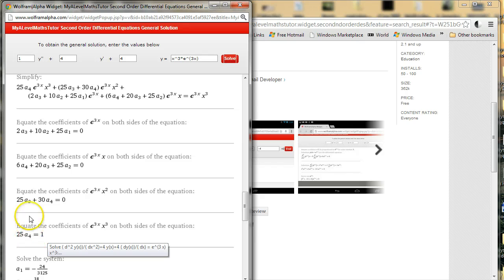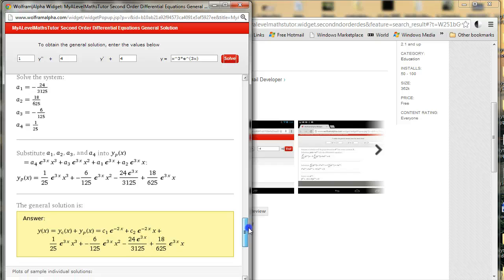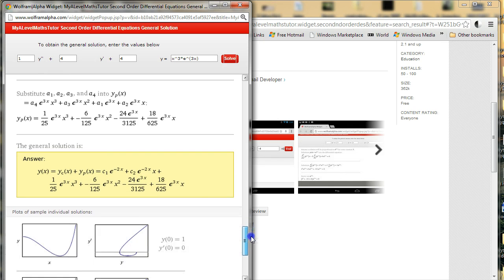So once you've got a4, you can get back to a3, in turn you can get a2, and finally you can get a1. So there's the values laid out there in the solutions, and then we can tie the two things together, yh plus yp, and we can write down the actual answer here. So there's yc, they've called it here, plus yp, and we can put the two together.